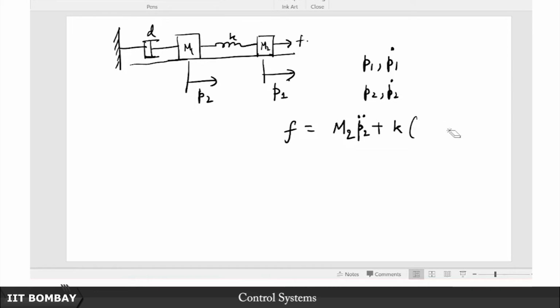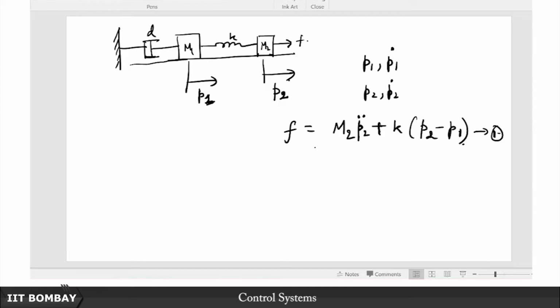because x I have reserved for the state variables, so I have to be careful now. So this is P1 minus, sorry, P2 minus P1. I have probably labeled it incorrectly, now it is correct. So P2 with M2, P1 with M1. So this is my first equation, and what about my second equation?